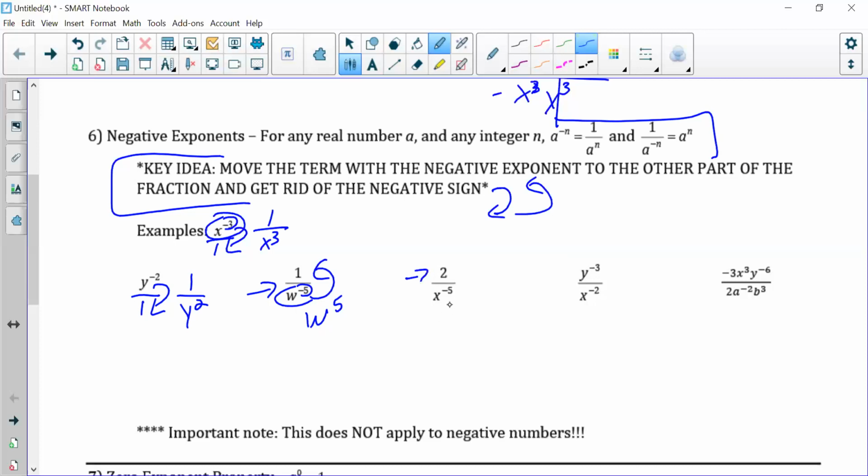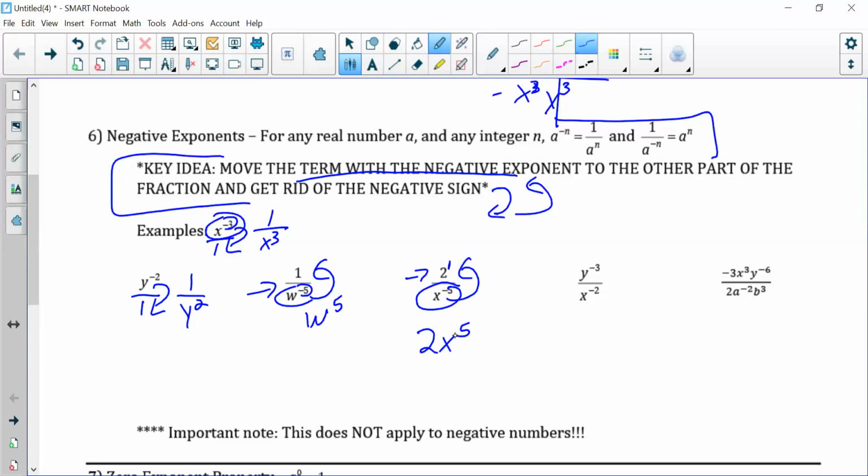All right, next, I've got a number up here already. Do I flip that to the bottom? Well, no, because this 2 has got a little ninja 1 for an exponent, and it's positive, so it doesn't need to go anywhere. So all we have to do here is take just the term with the negative exponent and move it to the other part of the fraction. So this then becomes 2 times x to the 5th.